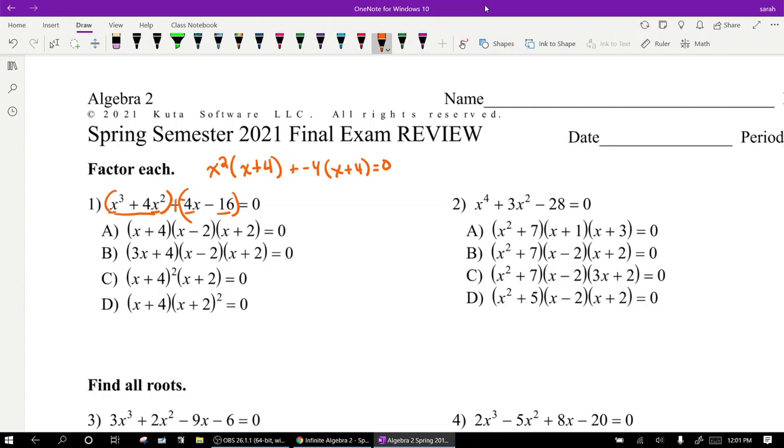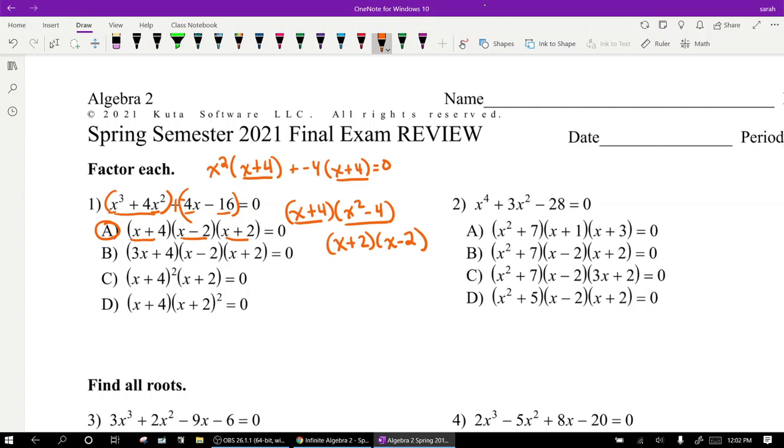And that equals 0. So now I see two terms with a common x plus 4, so I'm going to factor out the x plus 4, and that leaves me with x squared minus 4. All right, the x plus 4 is factored as much as it can, but the x squared minus 4 can actually be factored more because that's the difference of two perfect squares: x plus 2 and x minus 2. So it looks like our final answer is x plus 4, x plus 2, x minus 2, so the final answer is A.